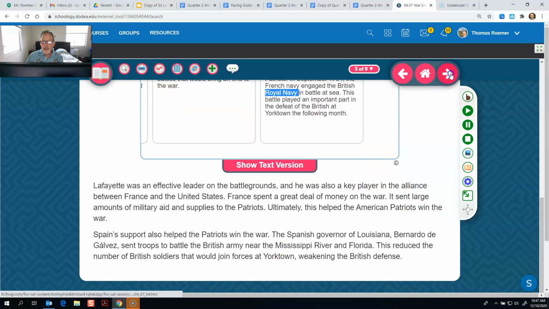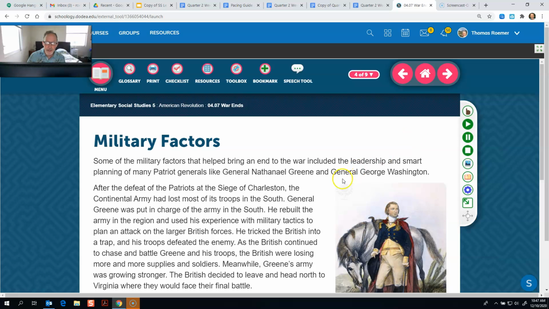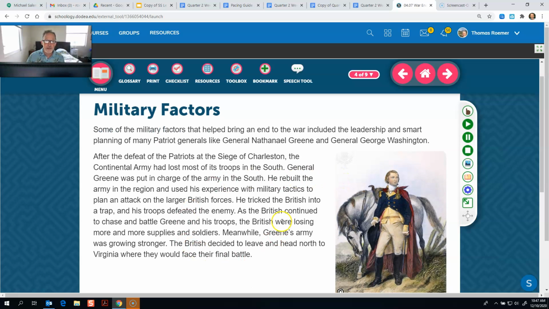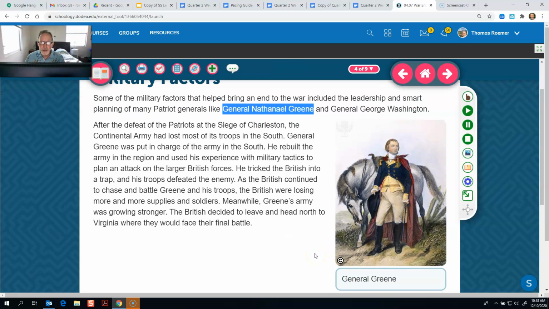So let's take a look at what's happening here. We have the French coming in. Now we've got some military factors too. So we're looking at leaders. We've got a gentleman by the name of General Nathaniel Greene. Greene was put in charge of the army in the south, and he was a good leader. They continued to chase Greene and his troops, but they were losing more and more soldiers, and Greene's army got stronger and stronger. That was one of the turning points, that we had a better leader in Greene.